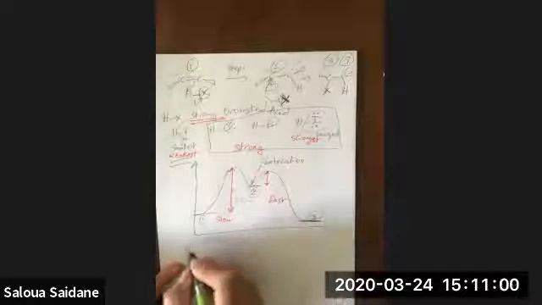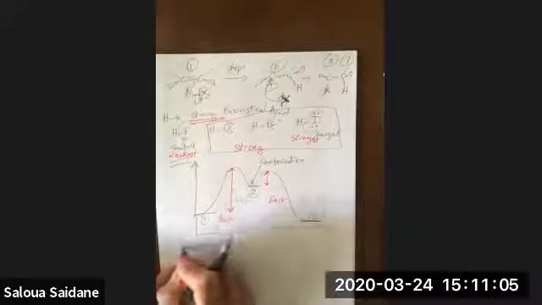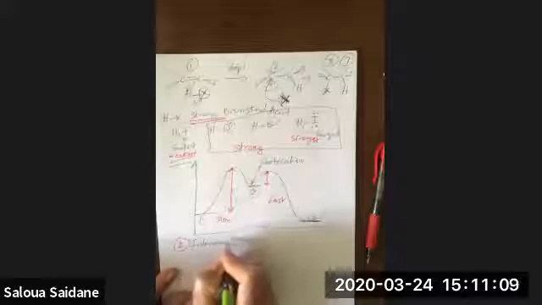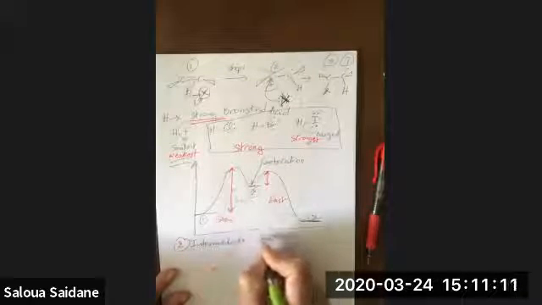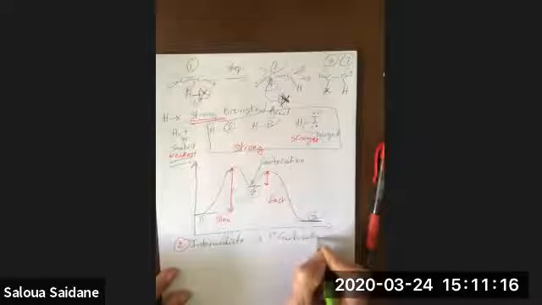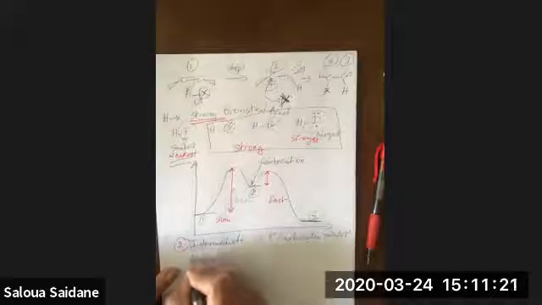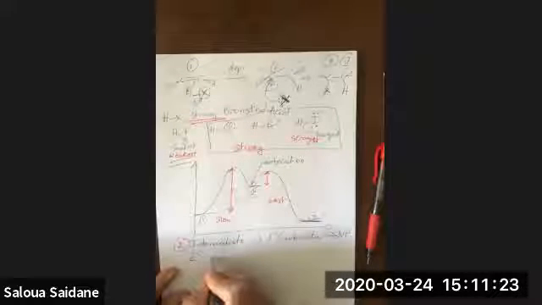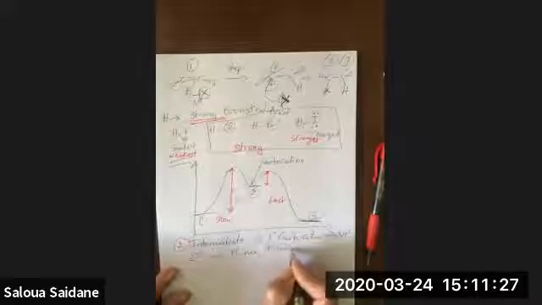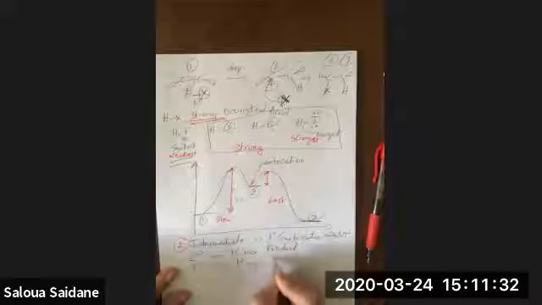So we said if your intermediate, if you're 2, the intermediate, is a primary carbocation, then you won't have any product. If it's secondary, it's going to give you the minor product. If it's tertiary, it will give you the major product.